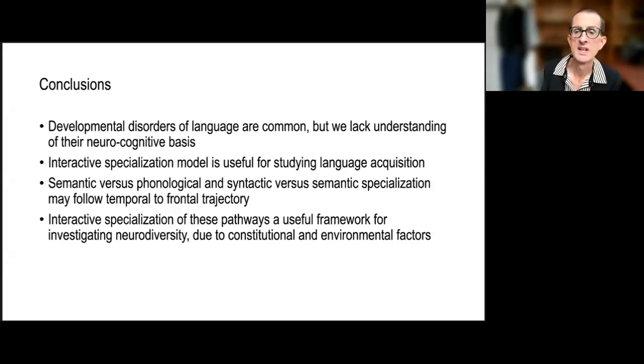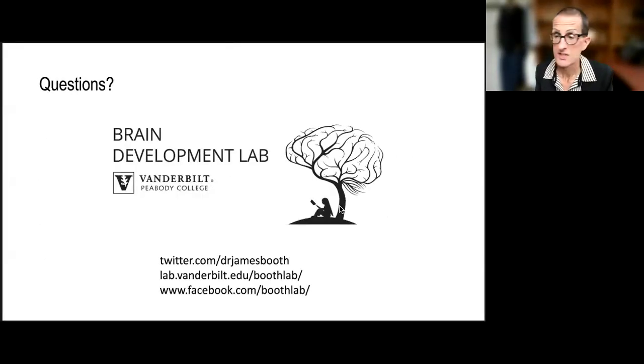I think the interactive specialization approach is useful for thinking about different forms of neurodiversity. This could be due to constitutional factors or environmental factors. So constitutional factors could be developmental language disorder, or environmental factors could be things like shared book reading, which I briefly talked about. So I'd just like to end and thank everybody for listening, and I'm happy to take any questions that you have.